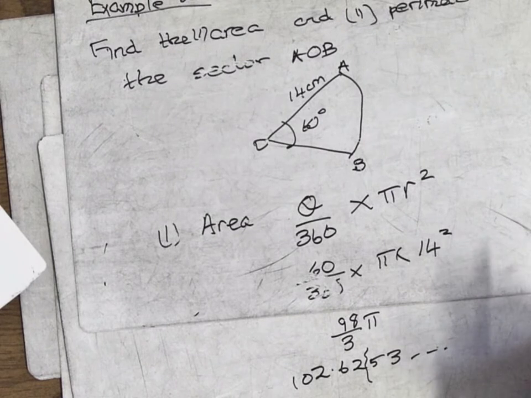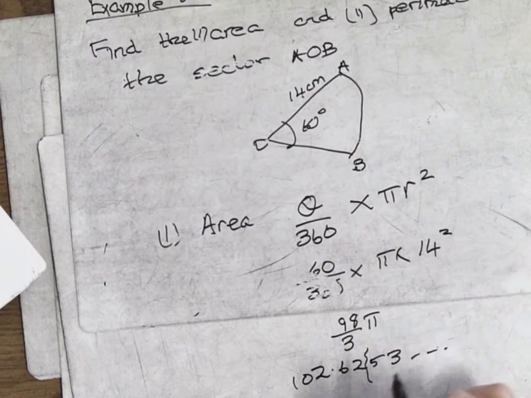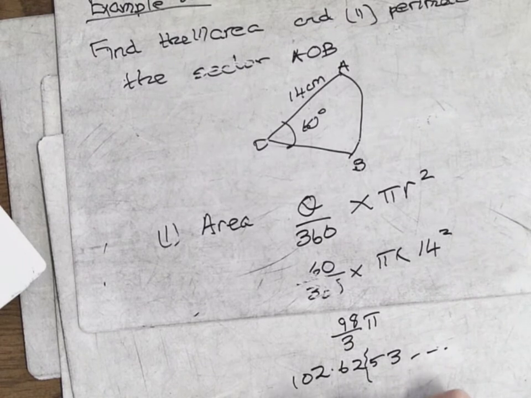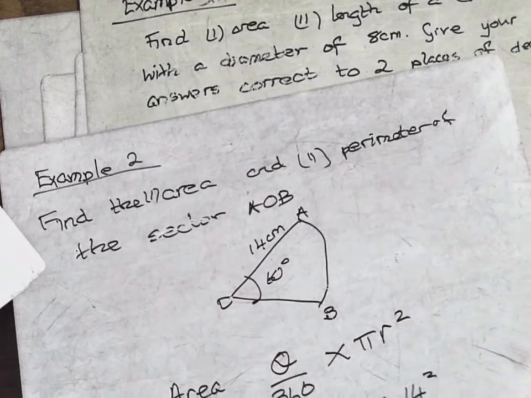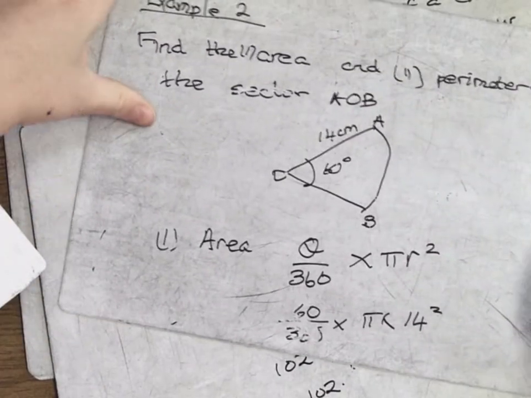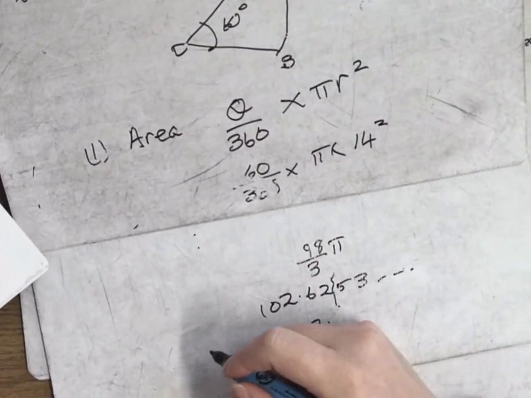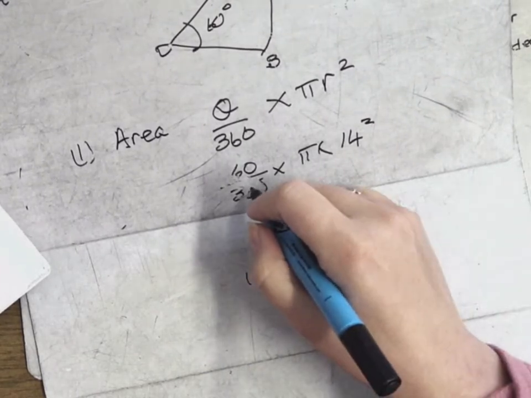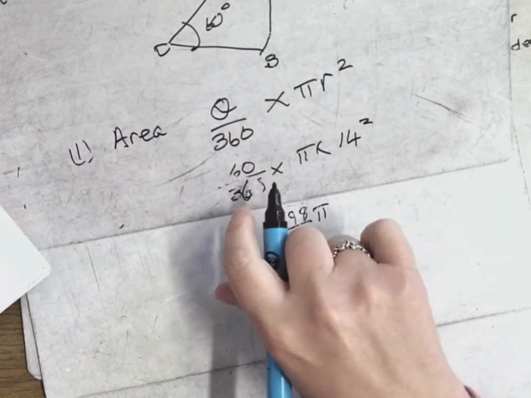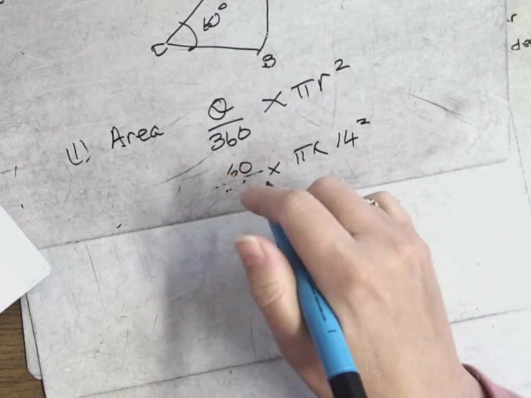Yeah, you could write that, that's a good idea. If you write both of them and they're both written down, you can't go wrong. Right, so that's 102 point, sorry. This is just awkward because it's on two different sheets. 60 over 360. Sorry, it got rubbed out.